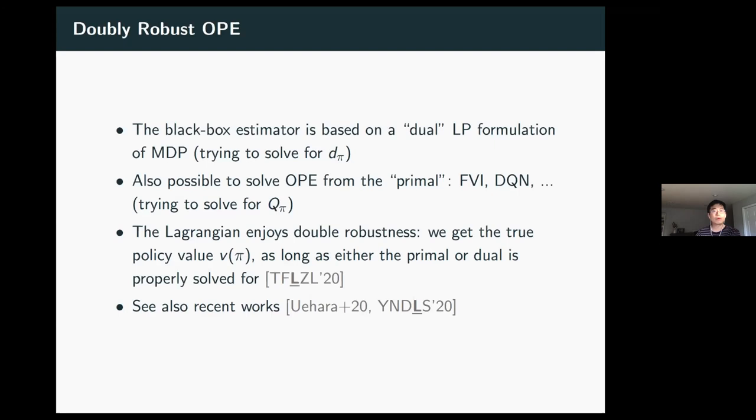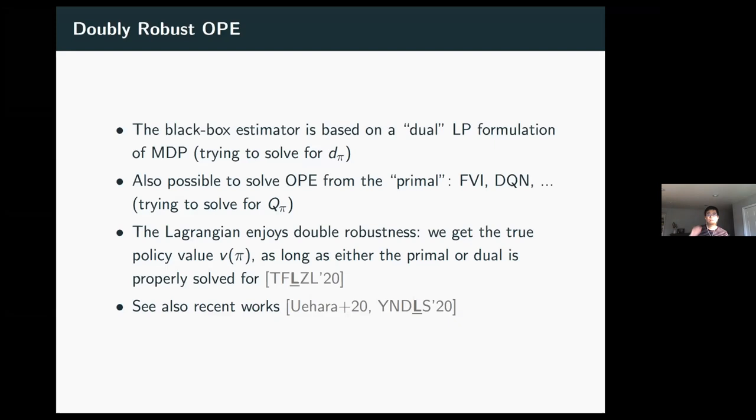Without going into details, I just wanted to mention that what we have shown in the black box estimator is based on the dual linear program formulation of MDPs. It's dual in the sense that the variable is the distribution d pi, a distribution over state actions. In the RL literature, it's more popular to look at the primal version, which corresponds to the Q function, the value function. These are the primal variables, and these two are dual problems to each other. But if you look at the Lagrangian of these problems, you interestingly end up with a doubly robust estimator. The Lagrangian is a doubly robust estimator.